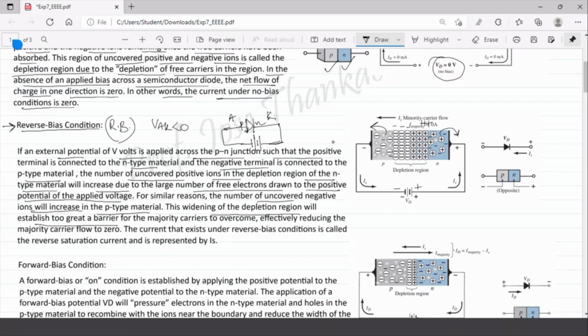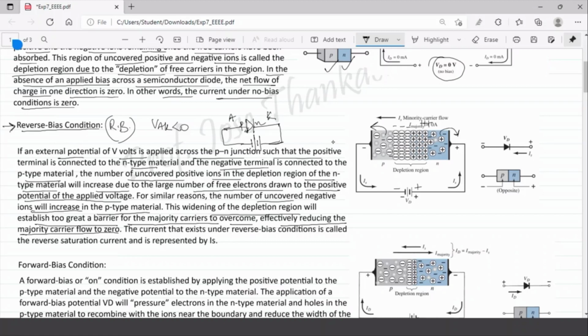It produces a barrier for the majority carriers to overcome. So it will effectively reduce the majority carrier flow to zero. So no further movement of majority carriers is possible in this kind of reverse bias condition. But still there will be some small amount of current flowing because of the minority charge carriers. What are the minority carriers here? Minority in N-type is holes, and in P-type is electrons.